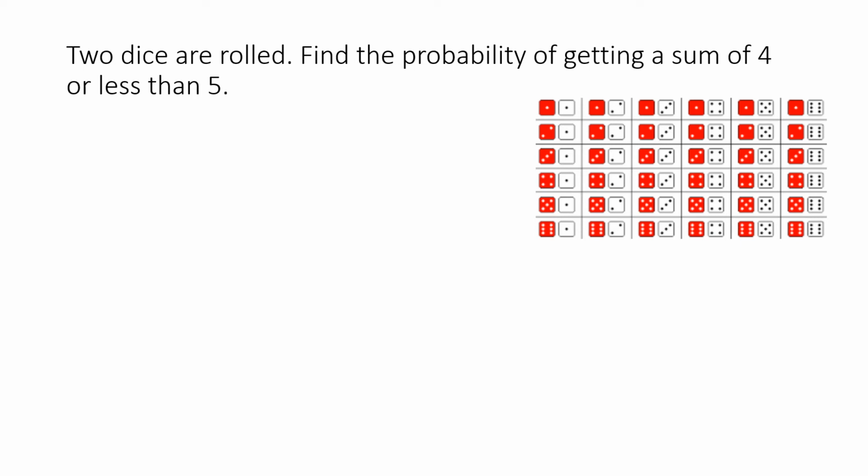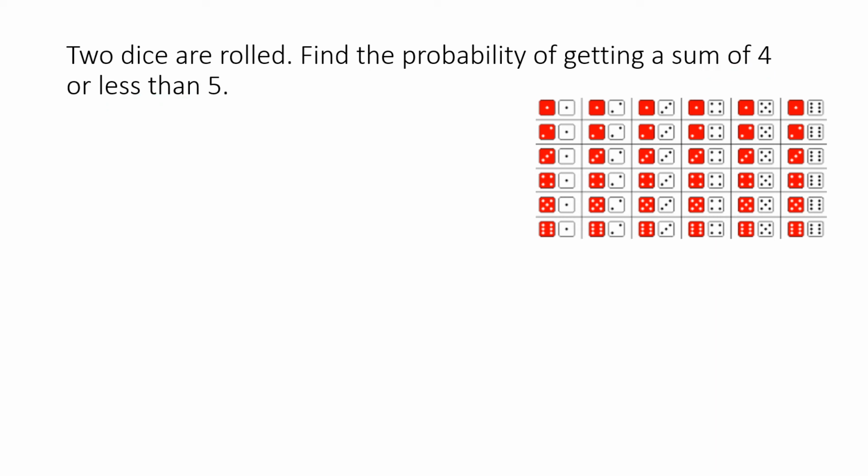Ngayon, sabi ng tanong, we need to find the probability of getting a sum of 4. Ibig sabihin, pag inadd natin yung mga dots na nandoon sa dice, dapat equal to 4 siya. At yung isa naman, less than 5. Pag inadd daw natin, less than 5 yung kanyang sum.